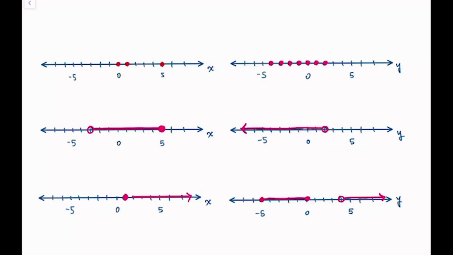So how can we write those in interval notation? We can use the regular parenthesis and the square parenthesis. When we use the regular parenthesis, the number is not included. And when we use the square parenthesis, the number is included.